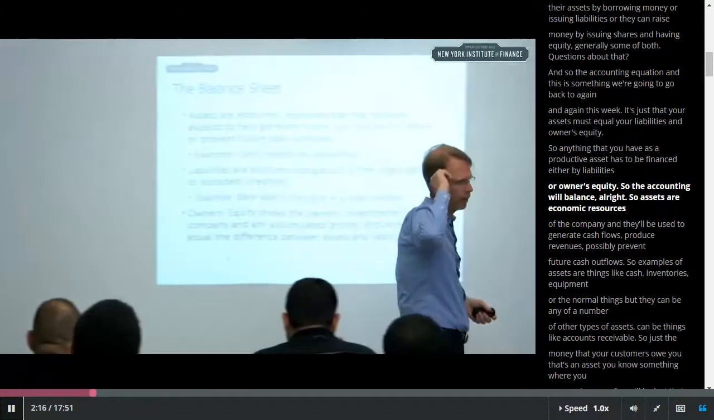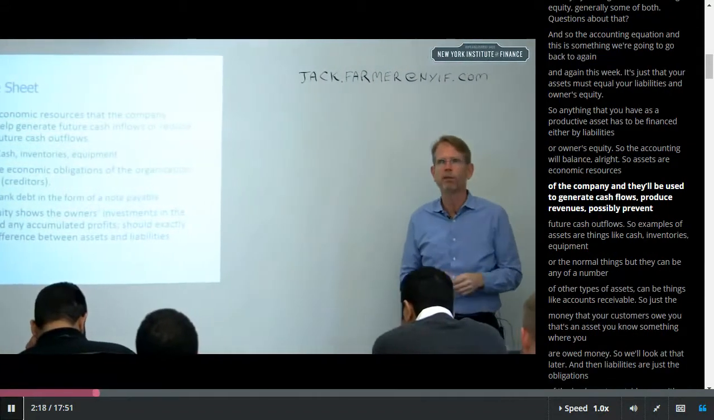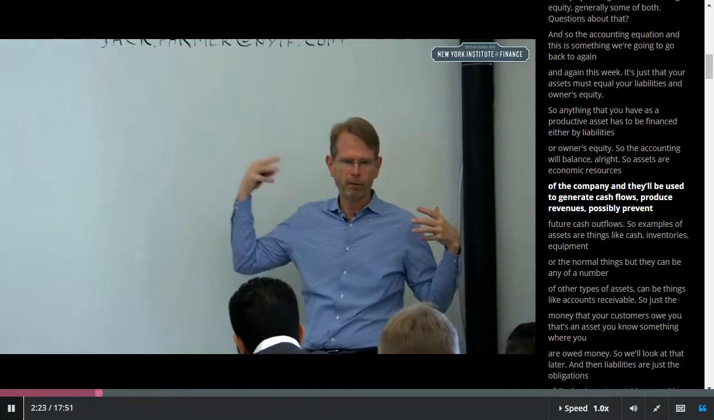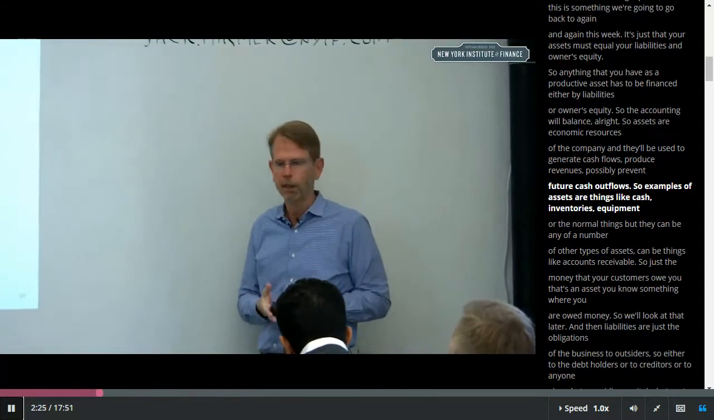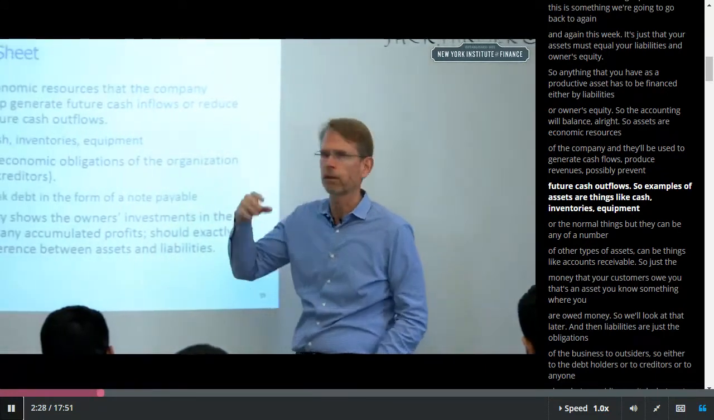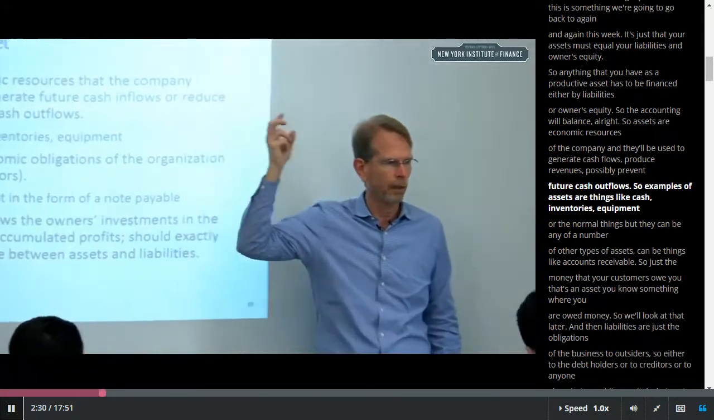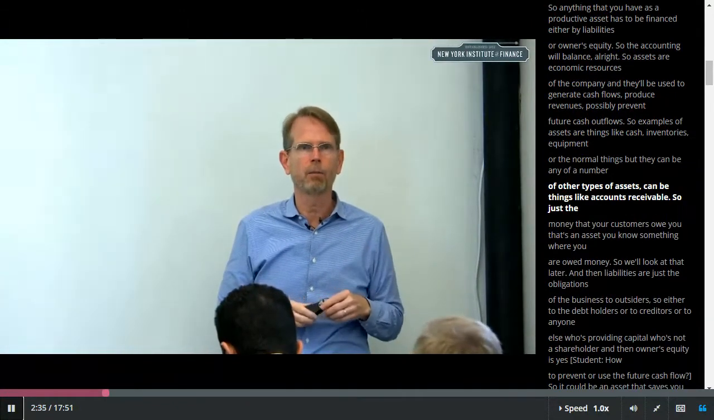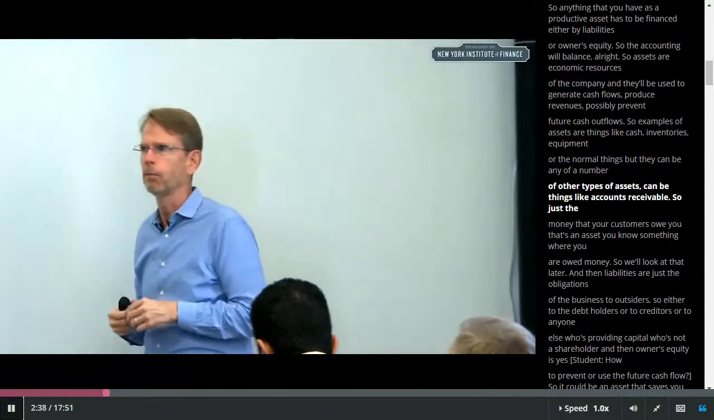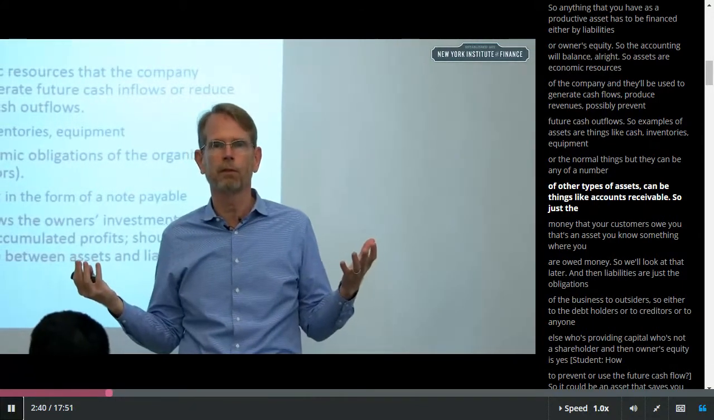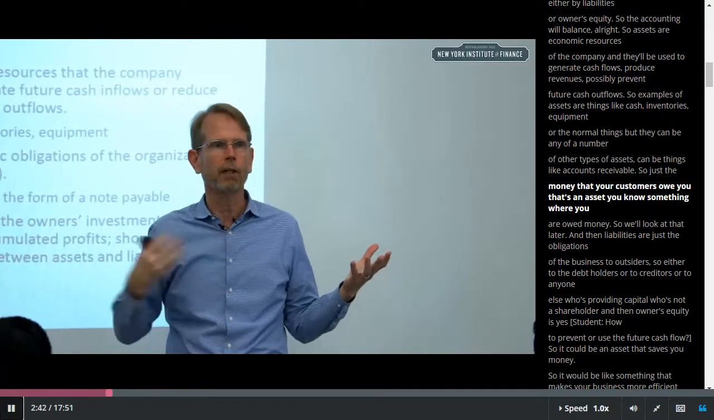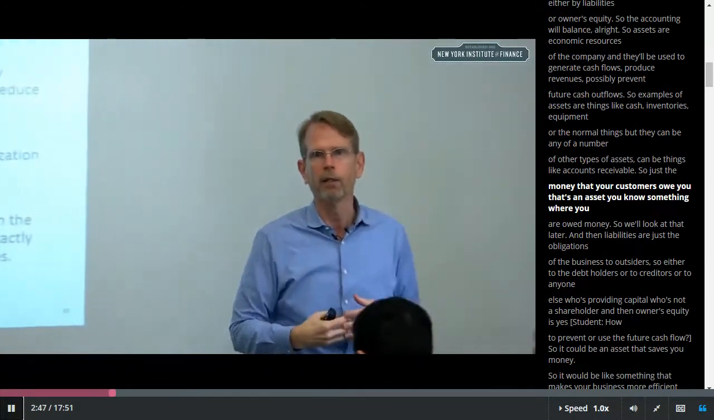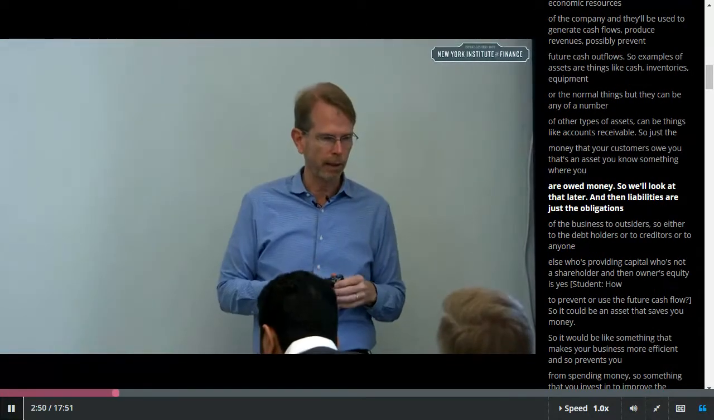So assets are economic resources of the company, and they'll be used to generate cash flows, produce revenues, possibly prevent future cash outflows. So examples of assets are things like cash, inventories, equipment, or the normal things, but they can be any of a number of other types of assets. It can be things like accounts receivable. So just money that your customers owe you, that's an asset. Something where you are owed money. So we'll look at that later.